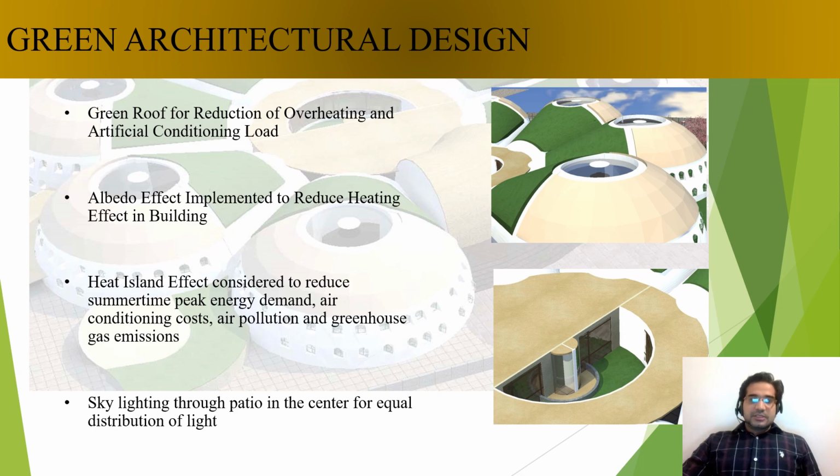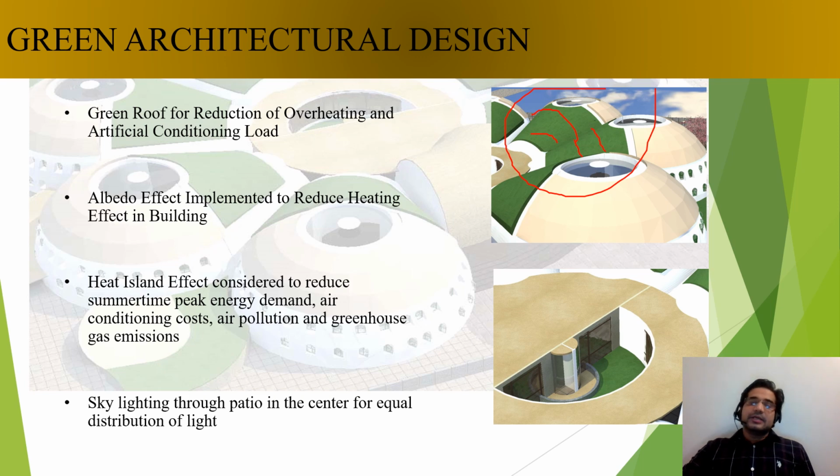Starting from the architectural design of this building, the project under discussion, you can see here green roofs for reduction of overheating and artificial conditioning loads. You can see that there was green land on the top of each petal, each limb of the building. That was being primarily utilized, first for vegetative and agricultural purposes, and secondly, most important, to reduce the cooling load inside the building, which is the most primary aspect of the design.